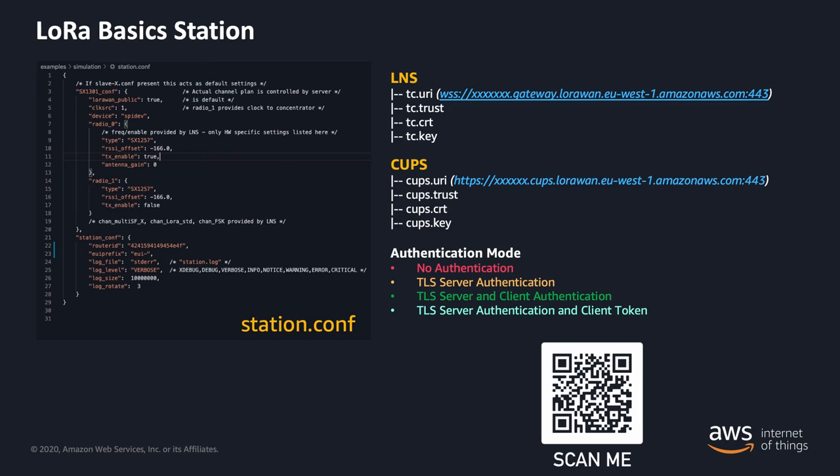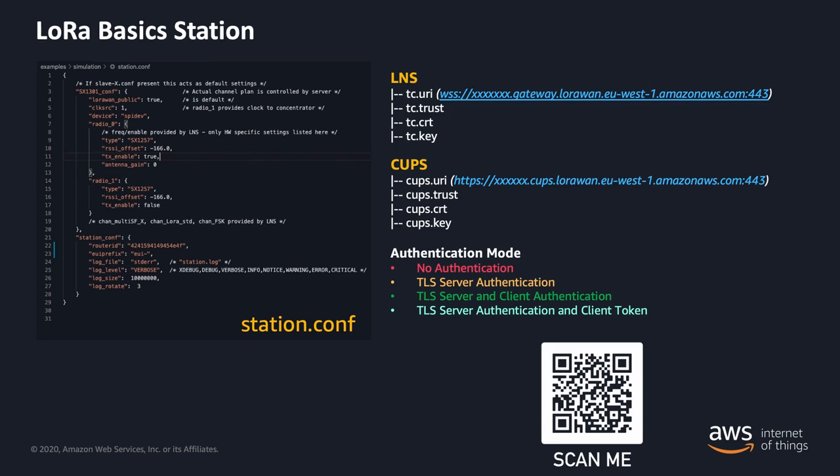The file cups.uri contains the URL to the CUPS HTTP endpoint. The communication is secured using the credential set cups.trust, cups.crt, and cups.key. If this file cups.uri is present, the gateway running LoRa Basic Station will automatically use the CUPS protocol to retrieve the LNS connection details.